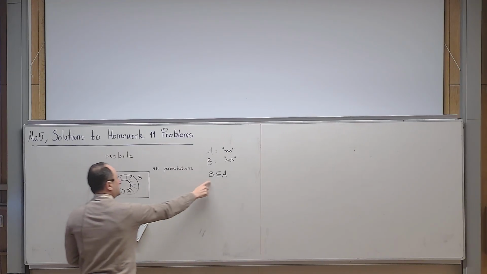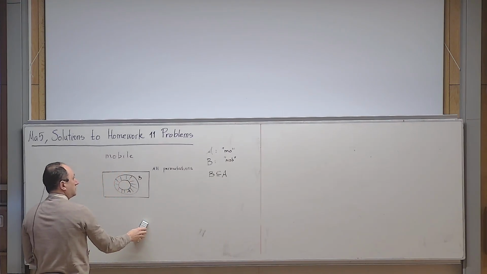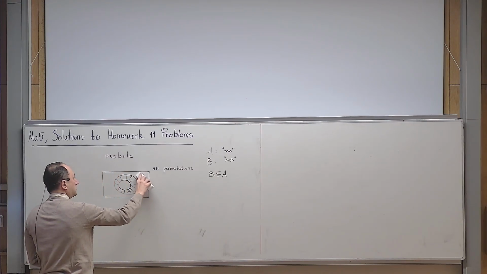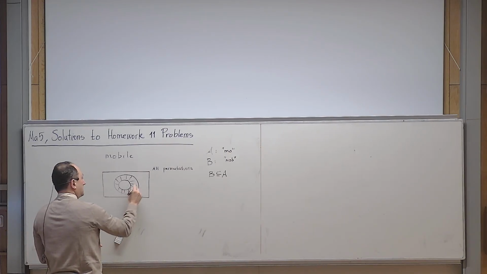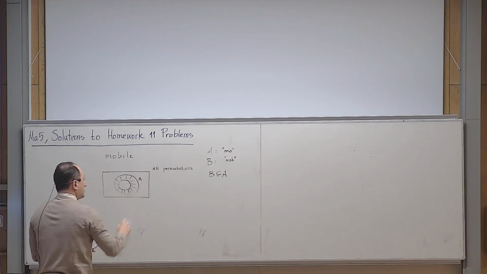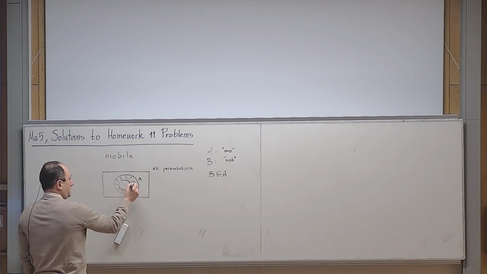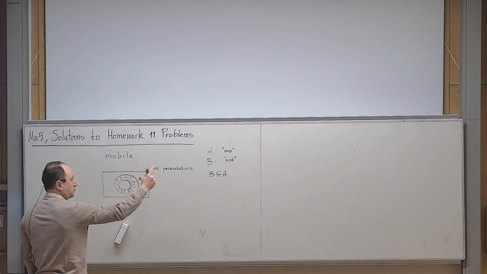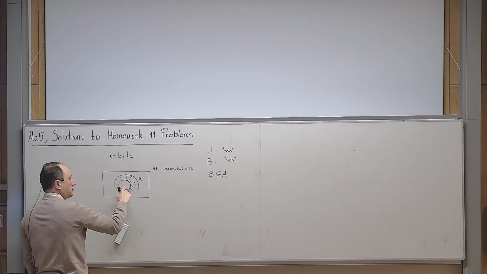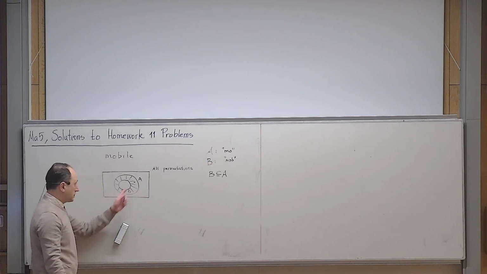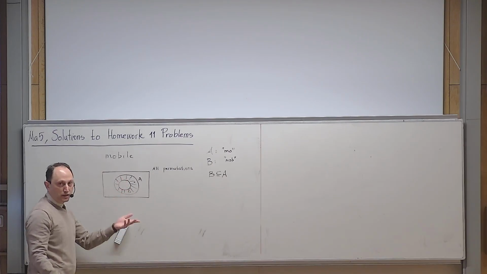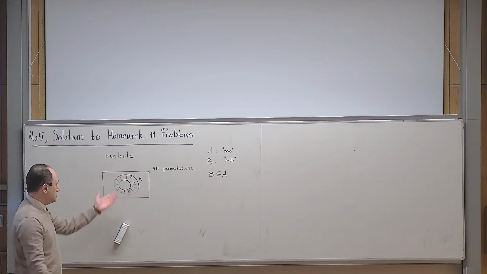No, B should be a subset of A. I forgot to change them. So this is B and this is A. If I pick an element here, this element is inside A, so it has MO in it, but it is not inside B, so it does not have MOB in it. That is exactly the number of items that I want to count.